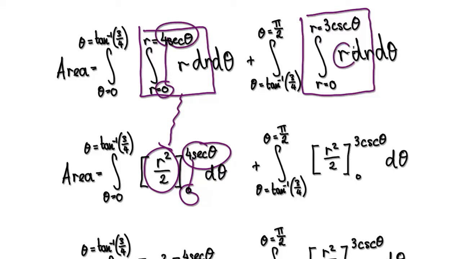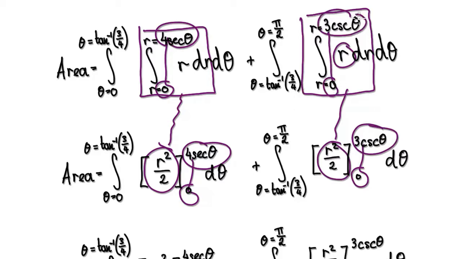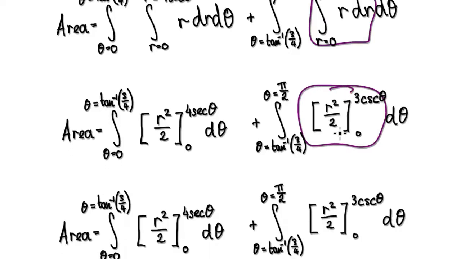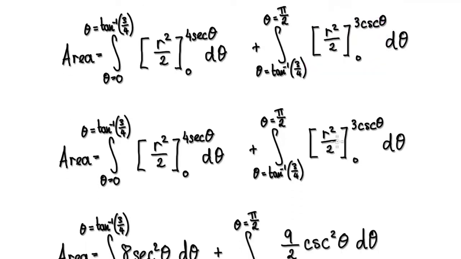And then for this one here, integrate this, that will then give us this, from 0 to 3 cosecant theta. So we're integrating it. Well, anyway, integrate this. That will then give you this thing here, and then, let me think. Hang on. Let me think.